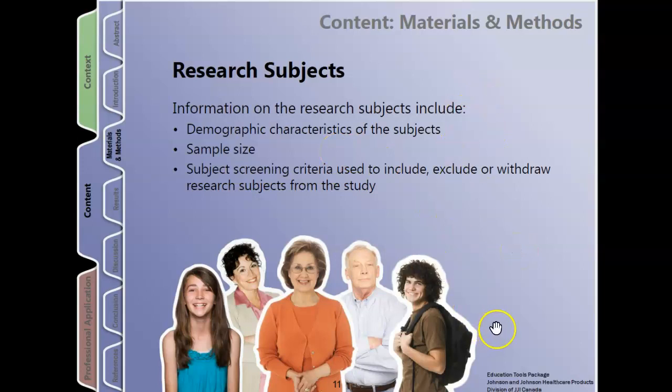Demographic characteristics may look at gender, so how many males, how many females. It could look at education, what's their educational background. It could look at socioeconomic status. It could look at religion. It could look at nationality, right? It could look at age. There's so many different pieces of information that could be given to you.